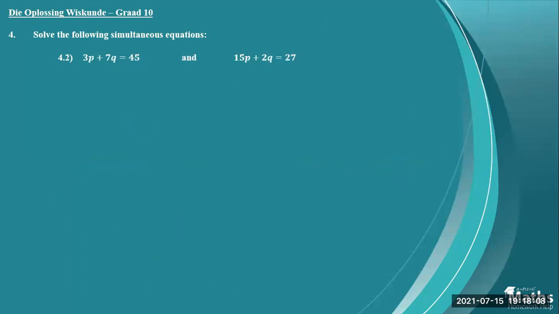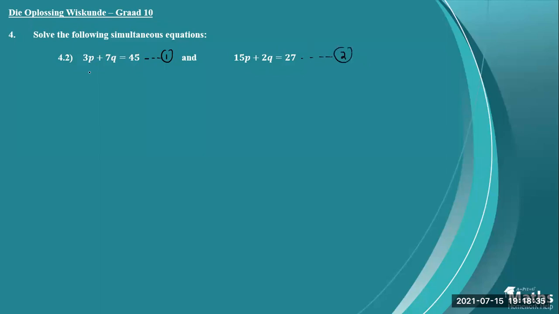Let's look at this one. Is it easy to make use of substitution? No, because there's a 3p and there's a 15p. So now I have to get the LCD. So let's say you want to get the LCD of the q. So it's 7 and 2. So then it means you will get an LCD which is 40.